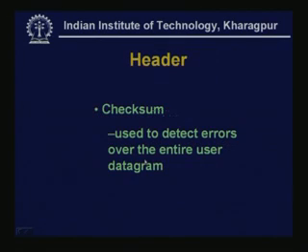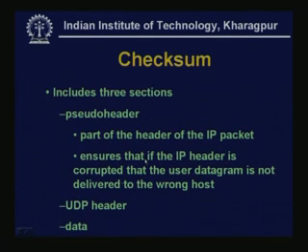And finally, a checksum, used to detect errors over the entire user datagram. This is a 16 bit checksum, and it includes 3 sections. One is the pseudo header, which is part of the header of the IP packet. It ensures that if the IP header is corrupted, the user datagram is not delivered to the wrong host. Since the pseudo header contains the destination IP address, even if the IP header is somehow corrupted, this does not get delivered to the wrong place.